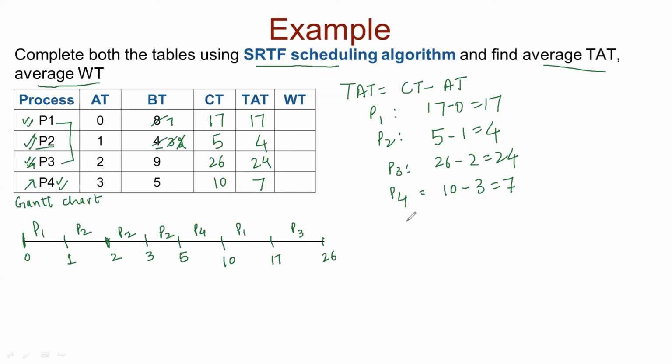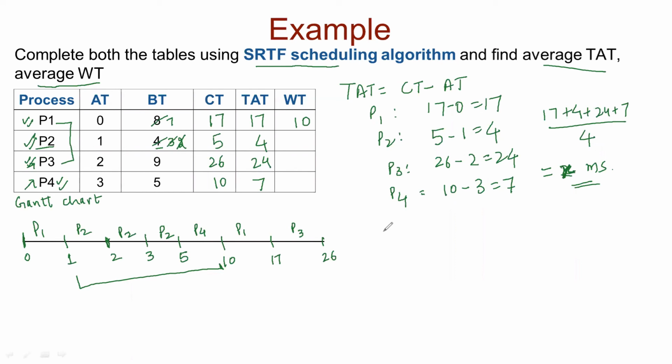Now waiting. So yes, we have to find the average turnaround time. We'll find it here only. 17 plus 4 plus 24 plus 7 divided by 4 because the number of processes is 4. So this is an activity for you. You have to find it on your own. I have written here x milliseconds. Okay, you can find out this value.